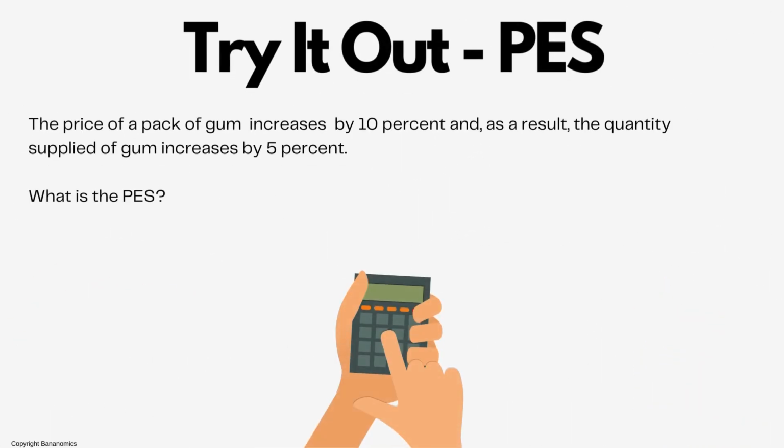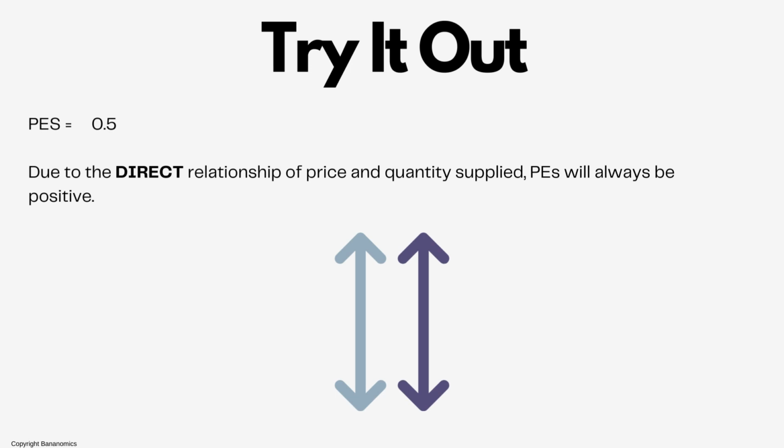Assume that the price of a pack of gum increases by 10% and, as a result, the quantity supplied of gum increases by 5%. What is the PES? Pause the video and calculate the PES. You should have calculated a PES of 0.5.